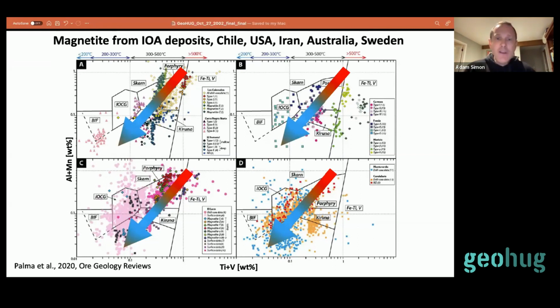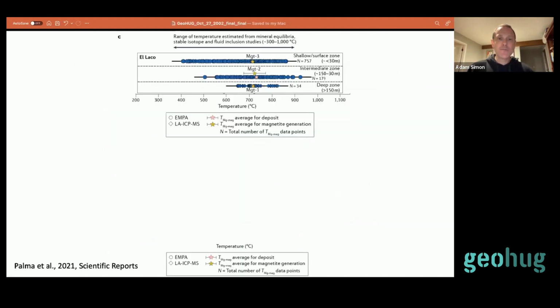So this is a busy diagram that Gisela Palma published in 2020 in Ore Geology Reviews. And all I want you to see is that in every single system where we've analyzed magnetite in drill core, where we have really good spatial control of surface mineralization to the deepest mineralization, the deep samples are trace element rich and the shallow samples are trace element poor. It is systematic and it is reproduced at every single deposit.